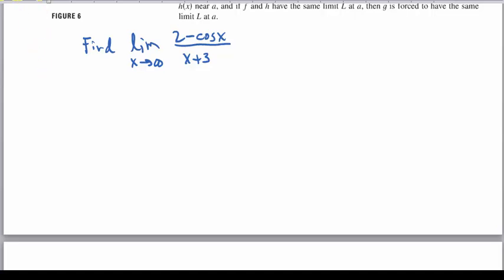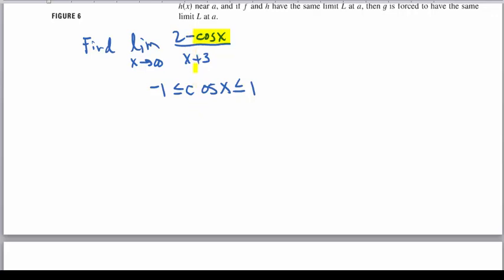So the first thing I would note here with this is that it involves a cosine. And one thing you know about cosine is that cosine of x, regardless of the value of x, is always going to be between -1 and +1. Alright?